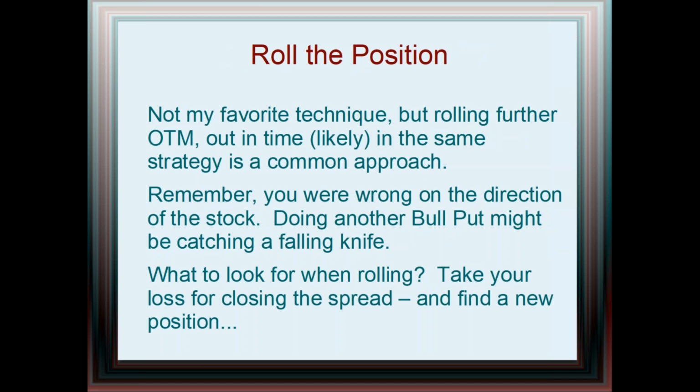Roll number 2. Adjustment idea number 2. Roll the position. Keep your strategy. You're a bull put credit spread trader. You're a bear call credit spread trader. You stick with bull puts. You stick with bear calls. You stick with bull call debits. That's fine. The stock moved against you, but maybe it just moved against you because of the market.